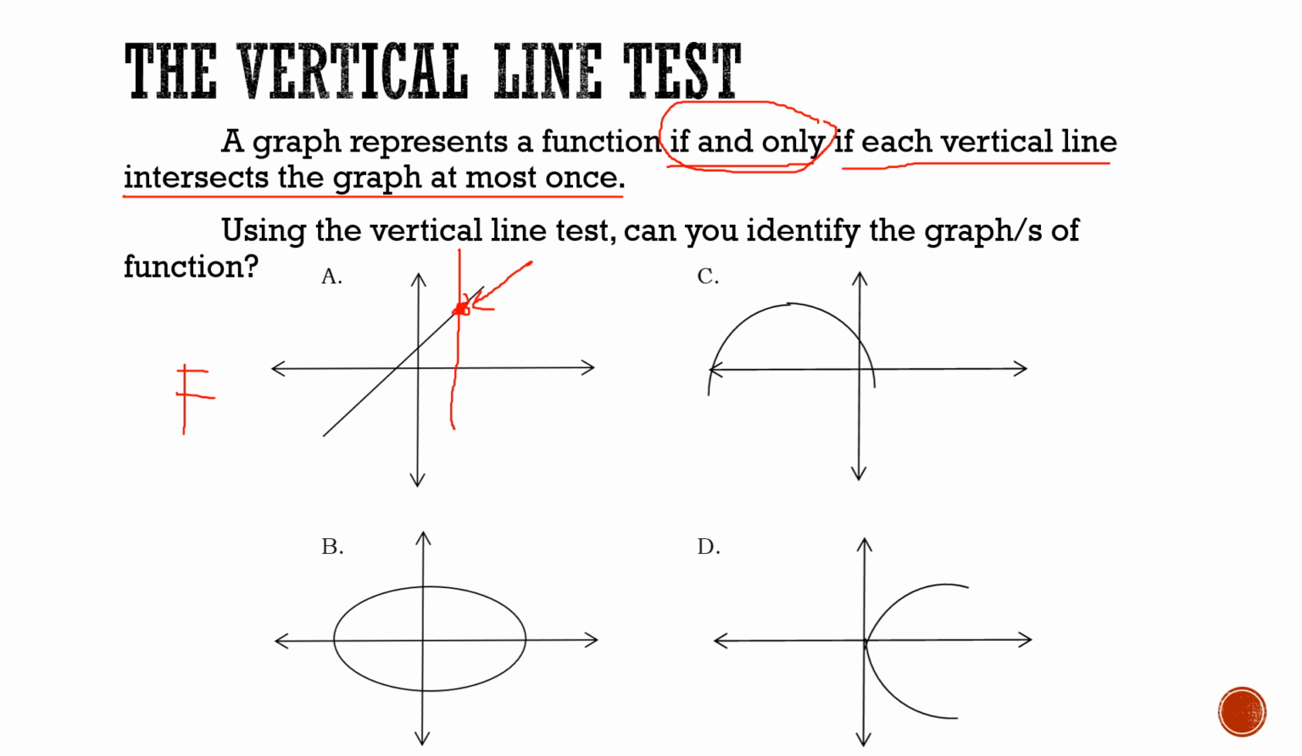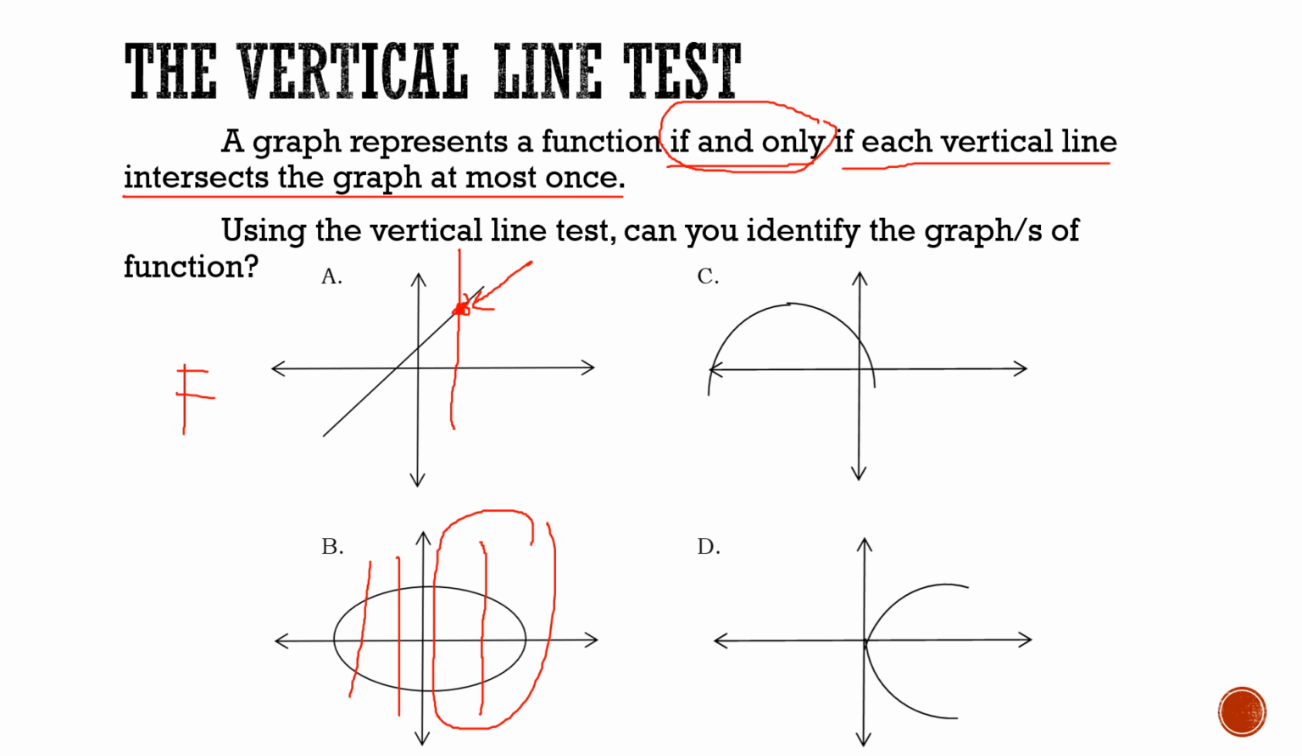Now, for letter B, is it a function or not? Let's apply the vertical line again. Any portion of your graph works with the vertical line test. It can be here, it can be here, but I choose to be here. It depends on you, on how you apply your vertical line test.